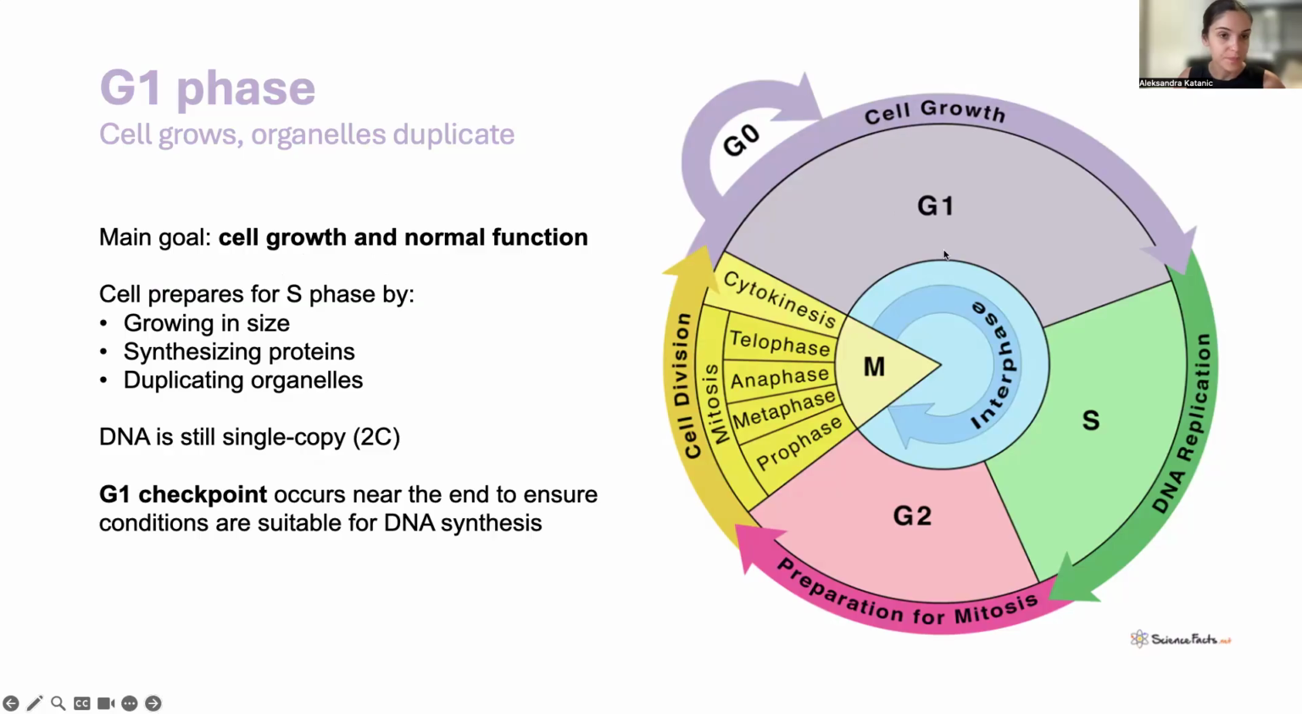Let's start with G1. As I said, the cell grows here and organelles duplicate. The main goal is that it grows properly and it's functioning normally. We want to synthesize new proteins and keep duplicating organelles. At this point, the DNA is still in its original form, so it has not been duplicated yet. There's a G1 checkpoint that occurs near the end to ensure that the conditions are suitable for DNA synthesis. We don't want to duplicate DNA if the cell itself is not good. So that's what the G1 checkpoint is for, and I'll go into a little more detail in a later slide.